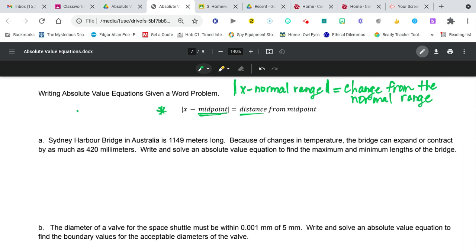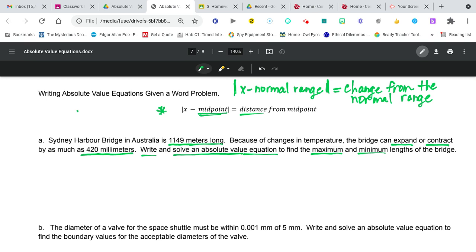So let's take a look at A. It says Sydney Harbour Bridge in Australia is 1,149 meters long. Because of changes in temperature, the bridge can expand or it can contract as much as 420 millimeters. You're going to write and solve an absolute value equation that will allow you to find the maximum and the minimum lengths of the bridge. So I know you all can tell me, well, it'll go up by 420 millimeters or it will go down by 420 millimeters.